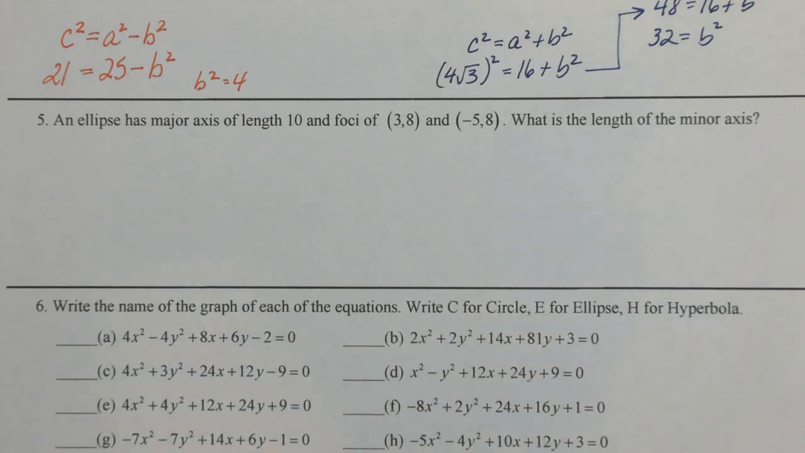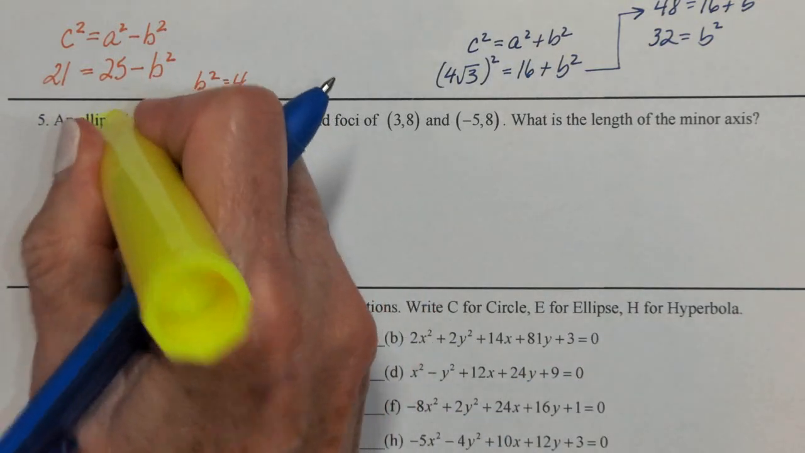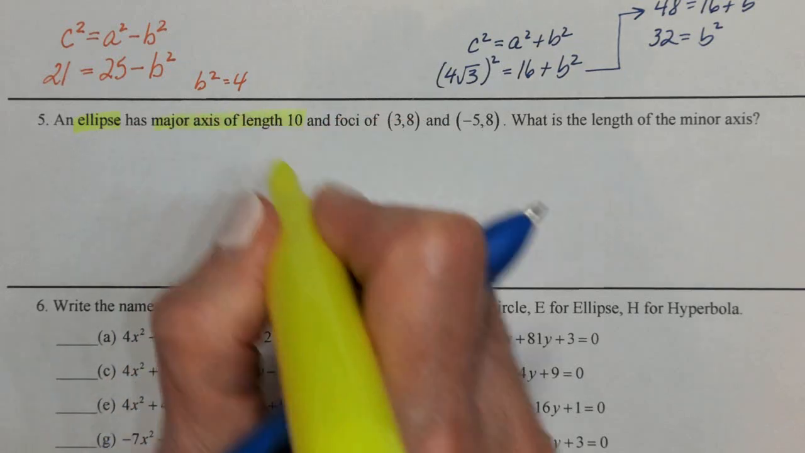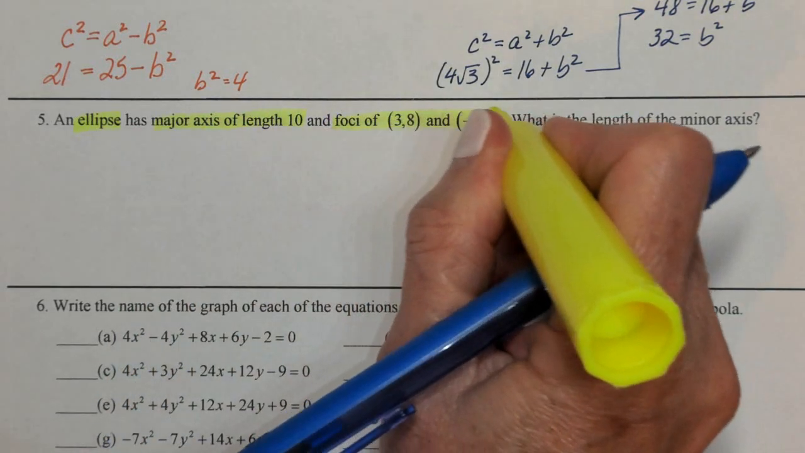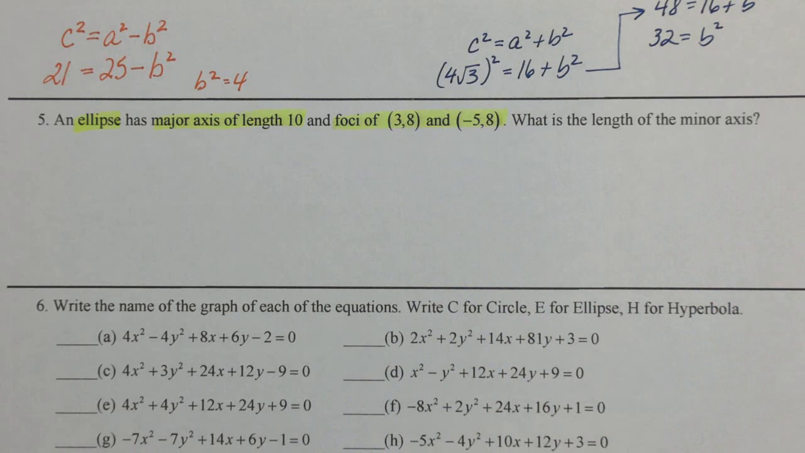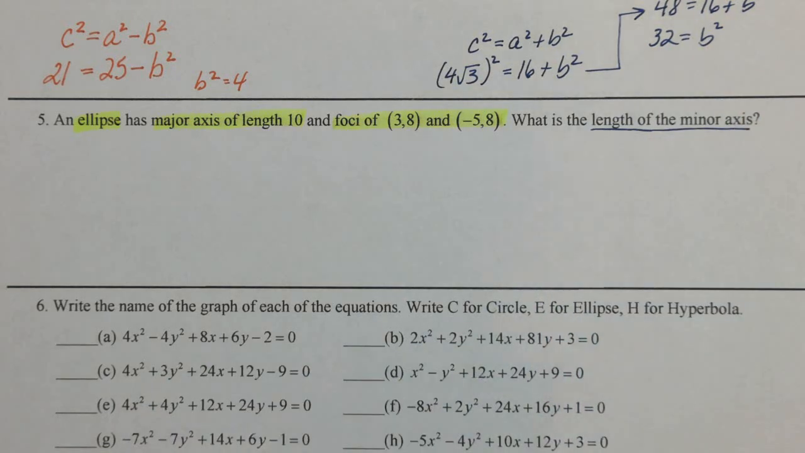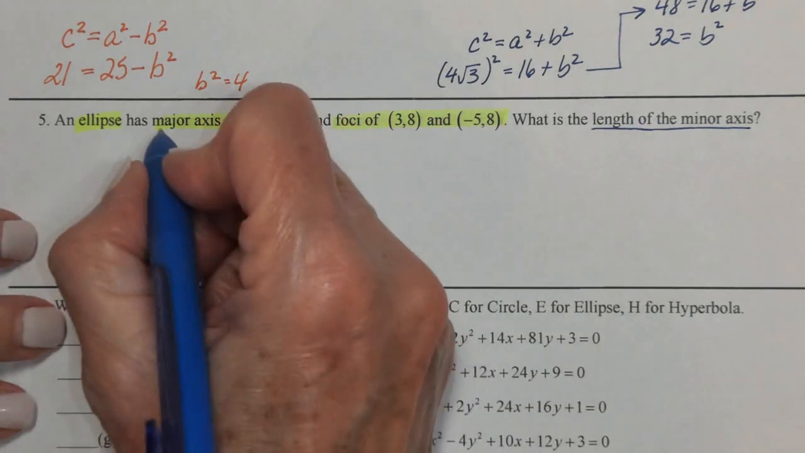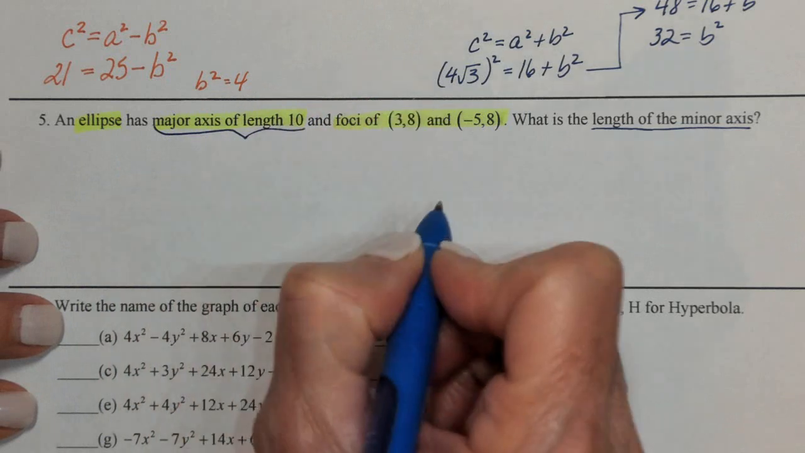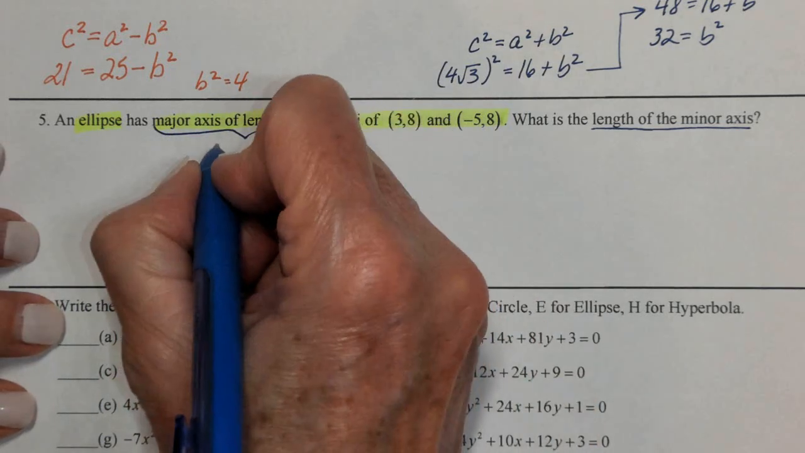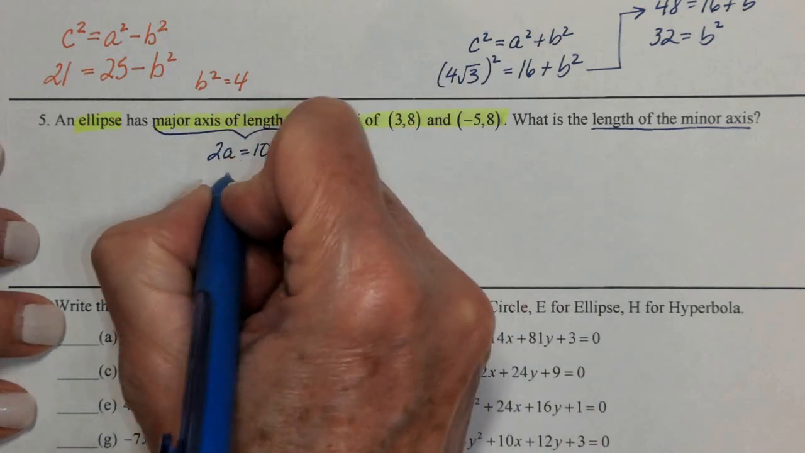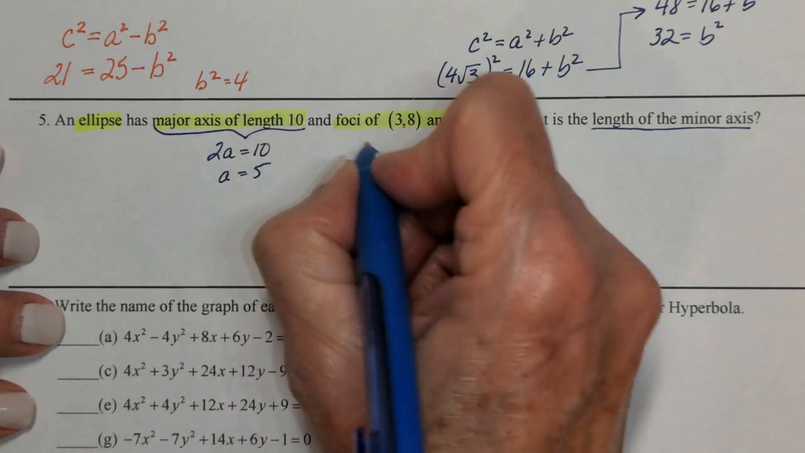All right, an ellipse has major axis length 10 and foci 3/8 and negative 5/8. What is the length of the minor axis? So we need to get b. To get the length of the minor axis, we need to get b, right? So how can we get b here? Let's see. Well, this information can get me a. 2a is equal to 10, so a is 5.